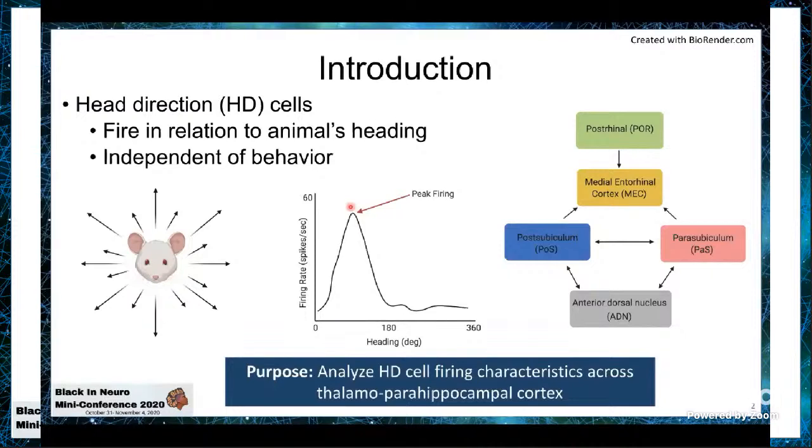These neurons can be found within several brain areas known as the thalamo-parahippocampal circuit. These areas include the postrhinal cortex, the medial entorhinal cortex, the postsubiculum, the parasubiculum, and the anterior dorsal nucleus of the thalamus. Previous research has shown that these cells have distinct firing characteristics. However, research is limited on the individual differences. Therefore, the purpose of the current study was to conduct a comparative analysis of these head direction cell firing characteristics across brain regions.